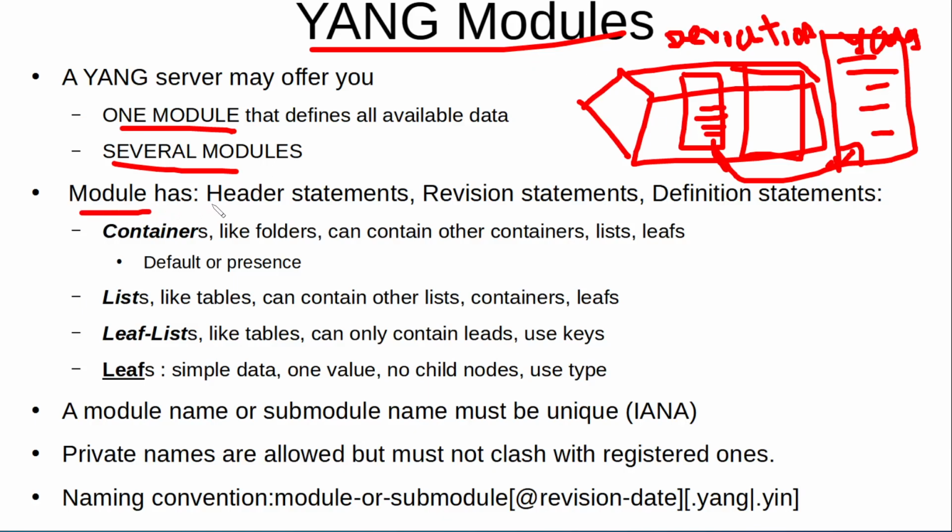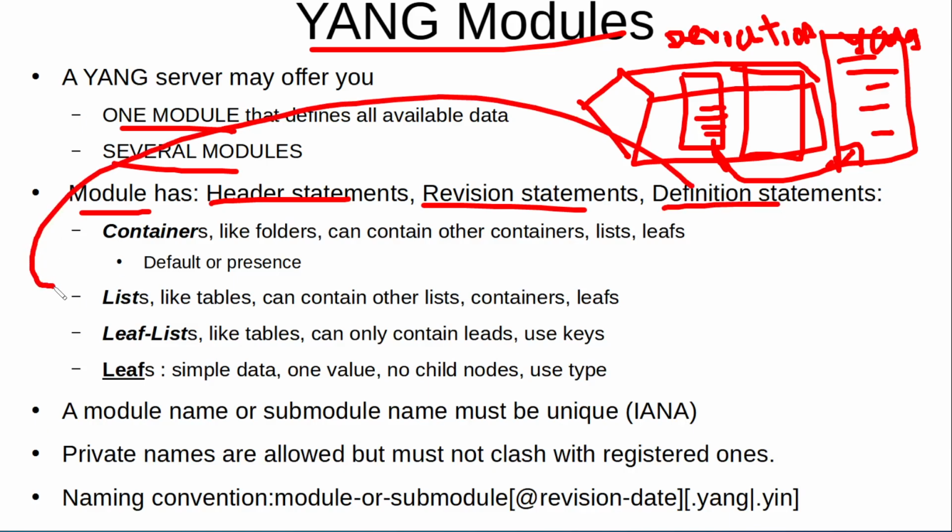So a model will have header statements, revision statements, and definition statements. The definition statements are what actually will be creating your tree. You can have containers, lists, and leaves. Think of containers as folders in a file system. And you can organize your Yang model using this type of folders that are known as containers.